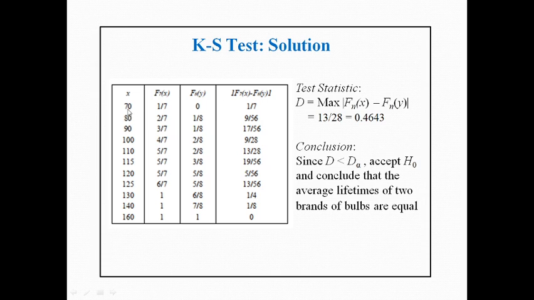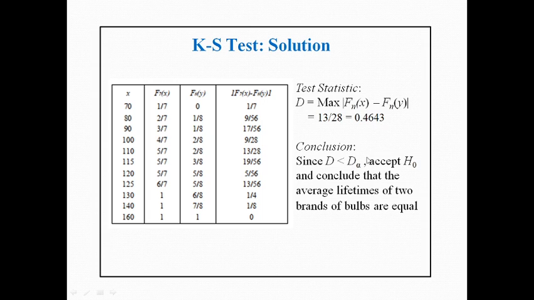Like this 70 is coming from brand 1, so therefore F of x is 1 by 7. 70 does not belong to the brand 2 observations, so therefore this value is 0. 80 belongs to brand 1, so this is 1 by 7 plus 1 by 7, that is 2 by 7. 80 also belongs to brand 2, so therefore this is the 1 by 8 probability. Similarly, we can find the rest, and their absolute difference is calculated here. The maximum value of this absolute difference is 13 by 28, that is 0.4643.